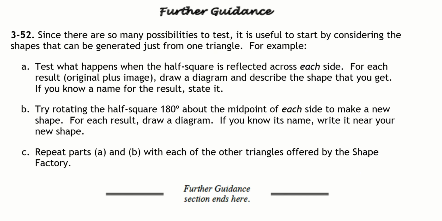So as you're working today, if you feel like you're a little stuck and you're not sure what to do, I would suggest looking at question 52. These are optional. Really, the product I'm looking for is the catalog. And if you have an image, an appropriate name, and a description of each of the polygons you come up with, that's good. But if you're stuck, look at 52, A, B, and C. That'll give you some ideas of things you might want to try.